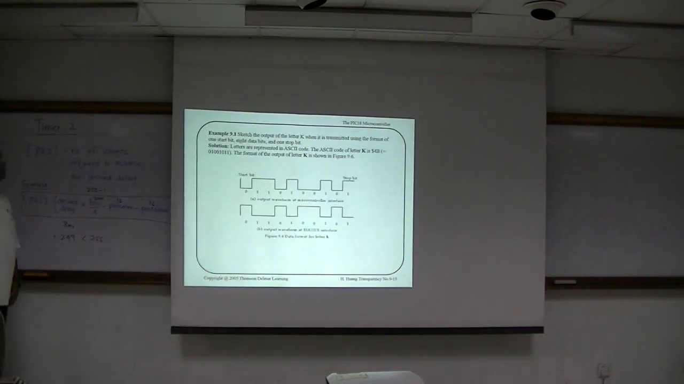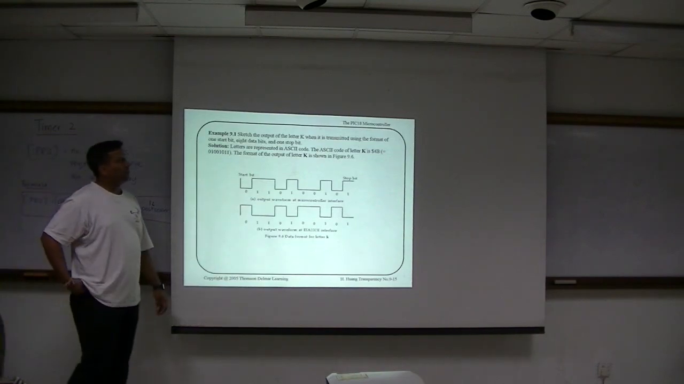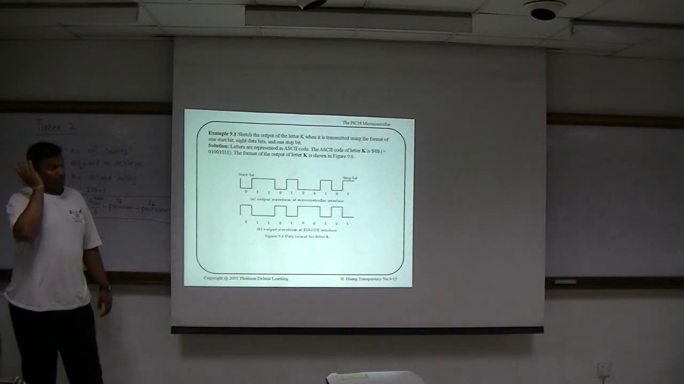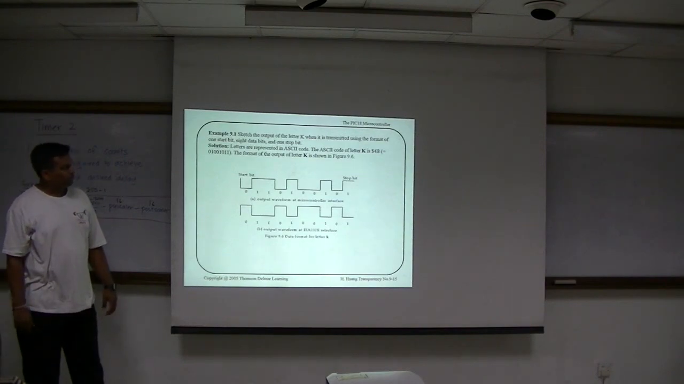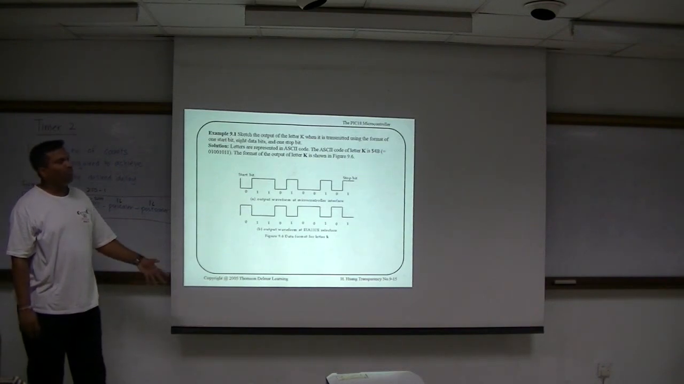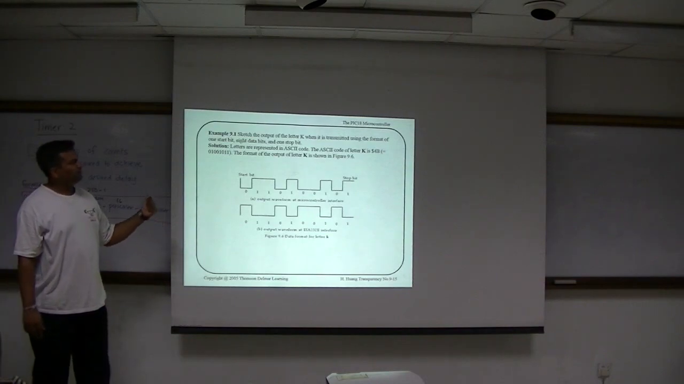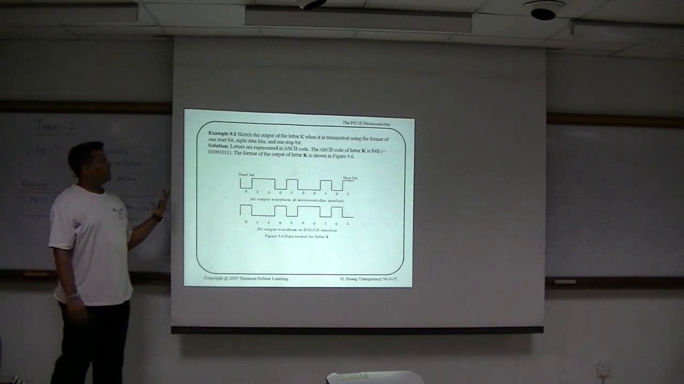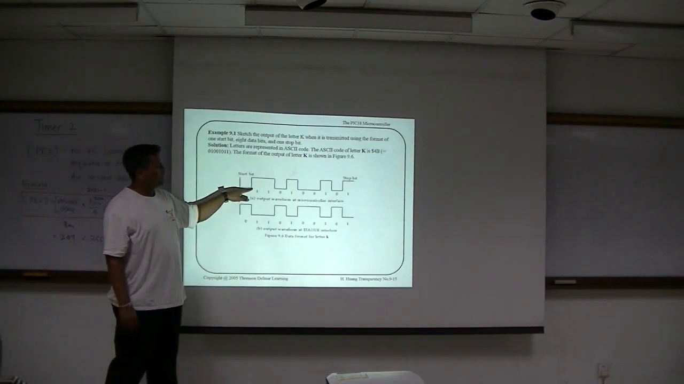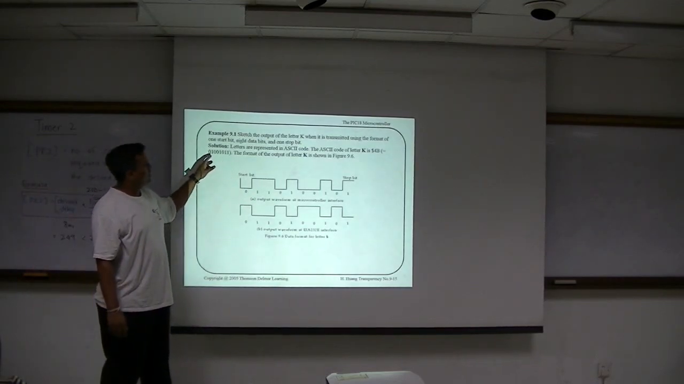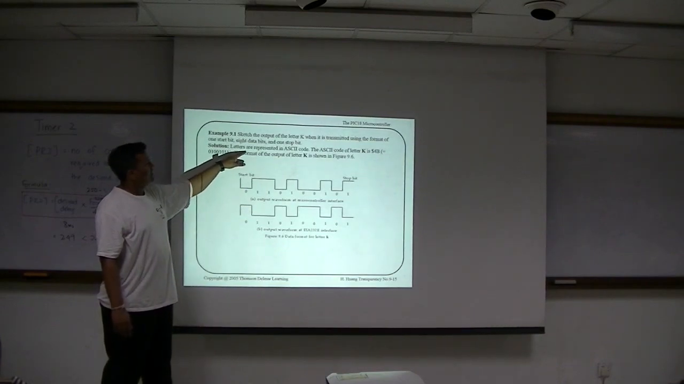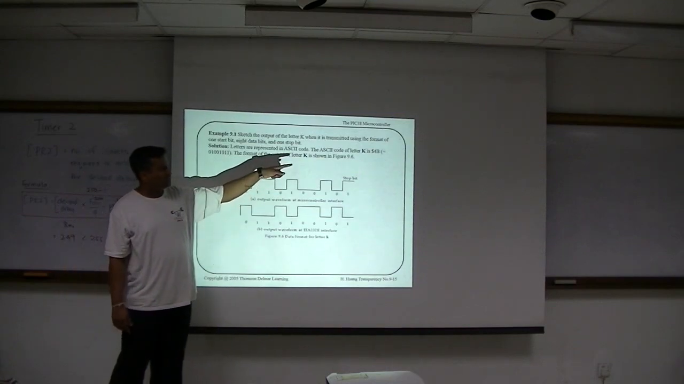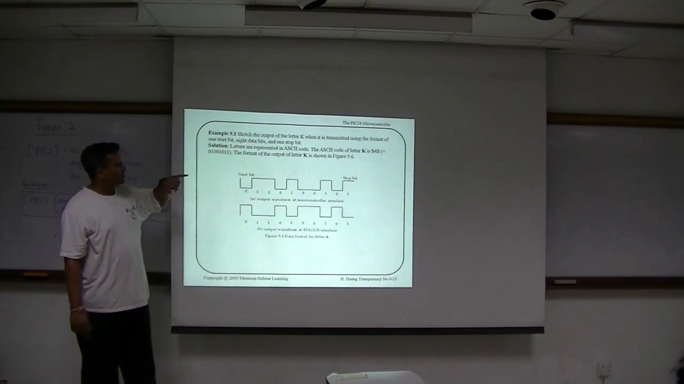So let's see an example. Sketch the output of the letter K. Sometimes you want to send some character through the USART, when it is transmitted using the format of 1 start bit, 8 data bits, and 1 stop bit. Another thing you need to know is that letters are represented in ASCII code. K is actually hex 4B.